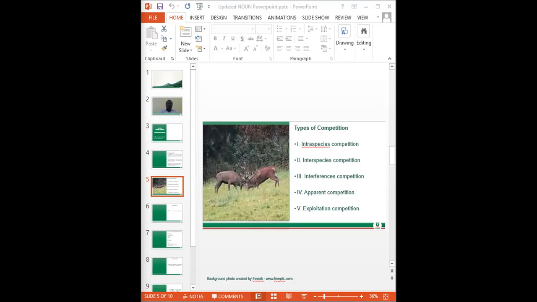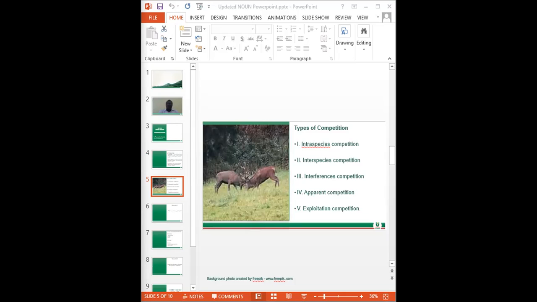Exploitation, this one occurs indirectly through a common limiting resource, which acts as an intermediate. For example, use of resources depletes the amount available to others, and they will now compete for space. So this is what we know as exploitation or exploitative competition.